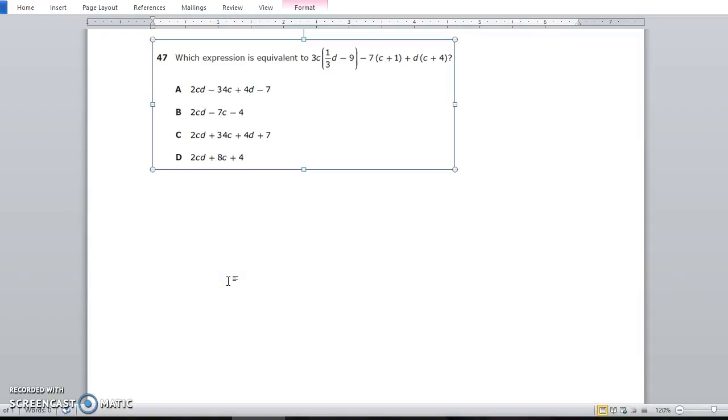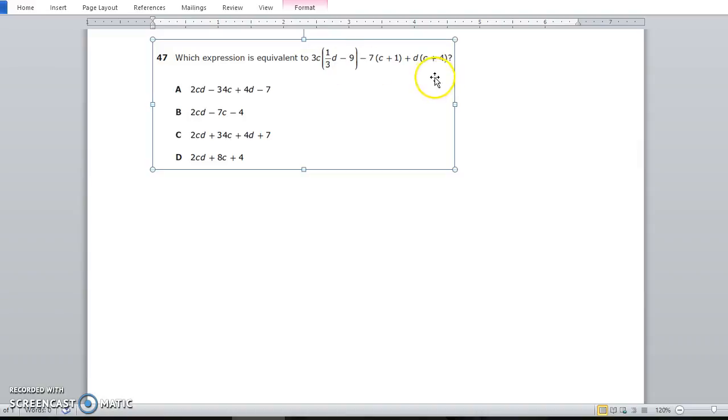Alright, question 47. Which expression is equivalent to 3c times the quantity a third d minus 9, minus 7 times the quantity c plus 1, plus d times the quantity c plus 4? Alright, so the question itself is pretty straightforward. They want us to simplify this. Now, there's a lot of stuff going on here, so that makes it a very complicated problem. But the question itself is straightforward.